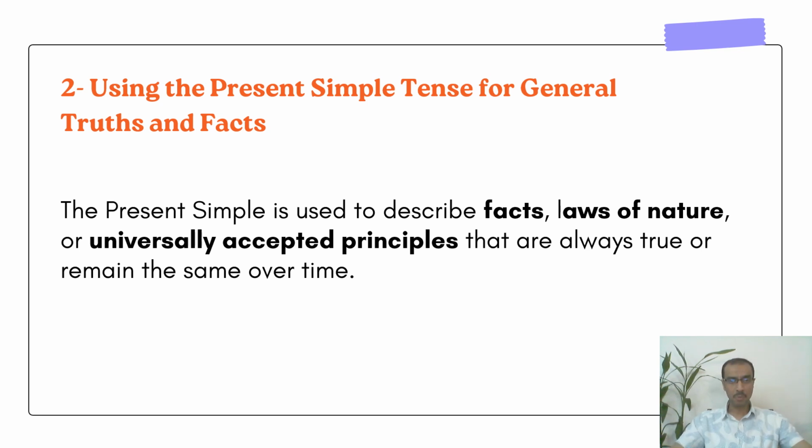2. Using the present simple tense for general truths and facts. So again, we are talking about general truths and facts. What does that mean? The present simple is used to describe facts, laws of nature, and universally accepted principles that are always true, or remain the same over time.